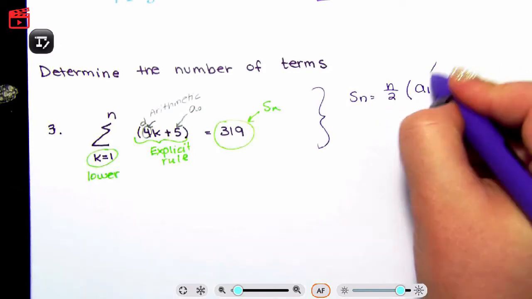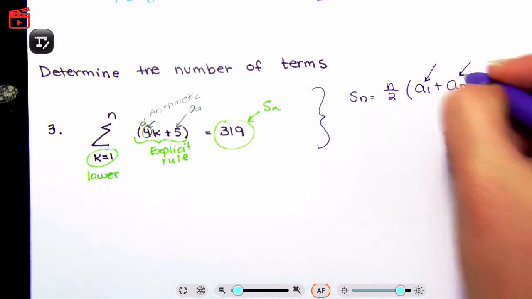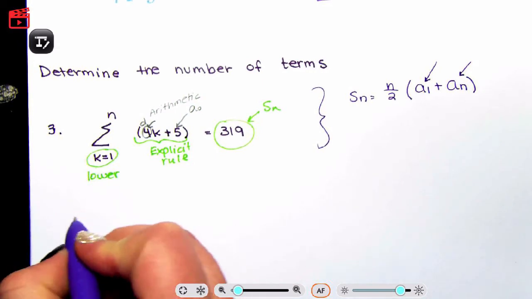We need to know what the term is in the first position. Again, it's not technically the first position, it's just the first one that we're using. So if we have our lower limit at 3, then it would be the term in the third position. A sub n is the term in the last position. So let's go ahead and figure this out.